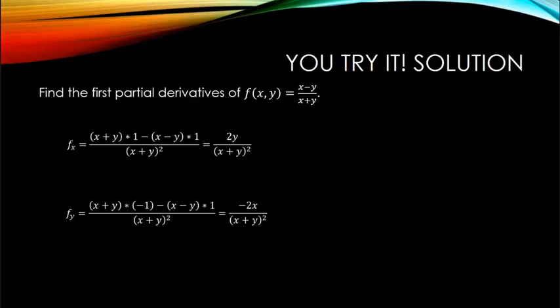This is working with partial derivatives. We hold all but one of my independent variables constant and then take the partial derivative with respect to the variable that I am letting change.